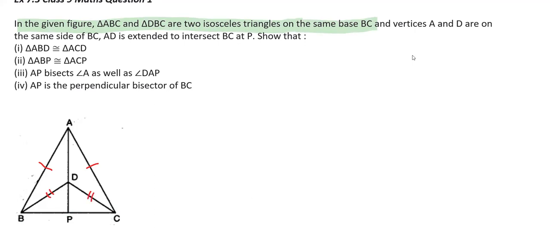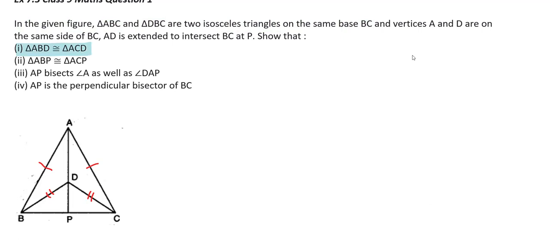The vertices A and D are on the same side of BC, that is, both of them are above. Further, AD is extended to intersect BC at point P. Let's find out what we have to prove in the first part.